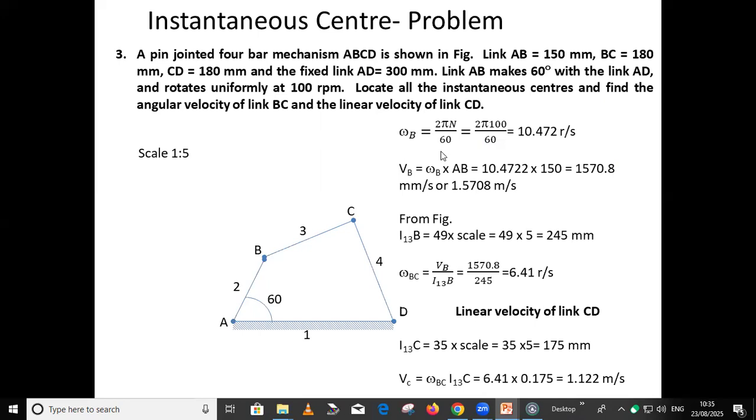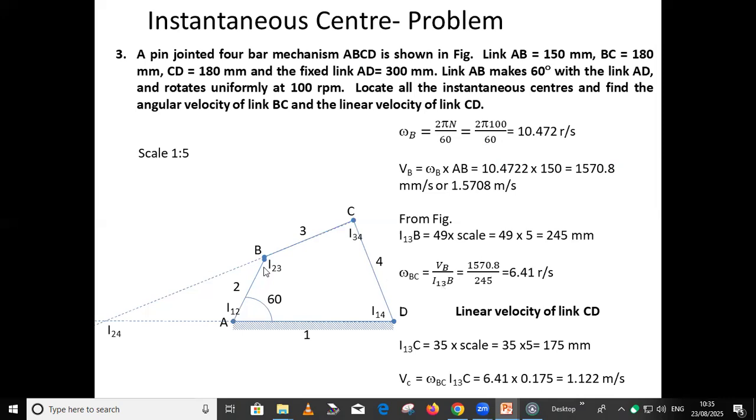So again, we can go with the calculation. VB is 2 pi upon 60, so the angular velocity is 10.47 radian per second. Velocity is r into omega, which gives 1.57 meter per second. Now, first we have to locate the available ICRs: I1,2, I2,3, I3,4, and I1,4. Now it is asked to calculate the angular velocity of the intermediate link. So it is V equals r omega. VB is available on both parts, AB and BC, so the velocity of B will be constant.